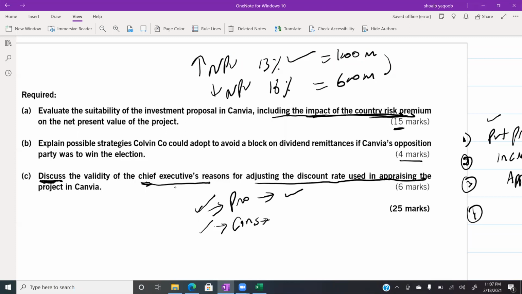And what are the cons? If you are investing in an emerging country, maybe you have already invested in a developed country. So your risk of investing in an emerging country will be cancelled out by investing in a developed country. And the majority of the owners are institutional shareholders, and those institutional shareholders are already well diversified. So there is no need to add a country risk premium because those institutions have already invested in many countries. So their country risk has already been removed, reduced or diversified away.